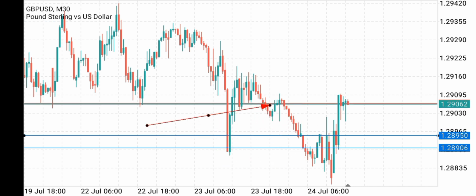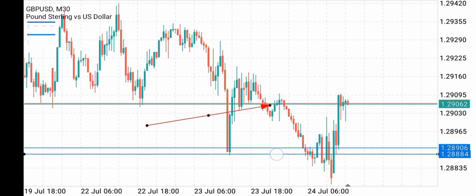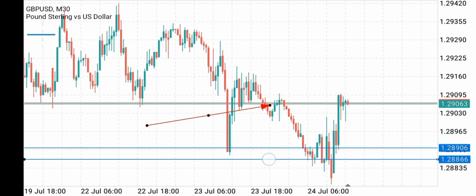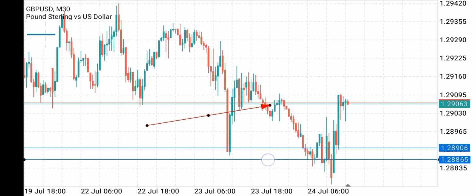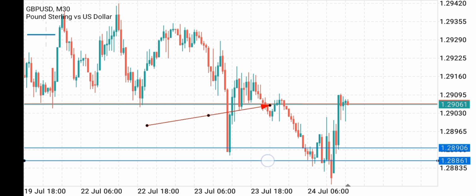Okay, so for example, again, let's say GBP USD dropped to, let's say... I'm trying to look for a perfect price that I can calculate using my head.